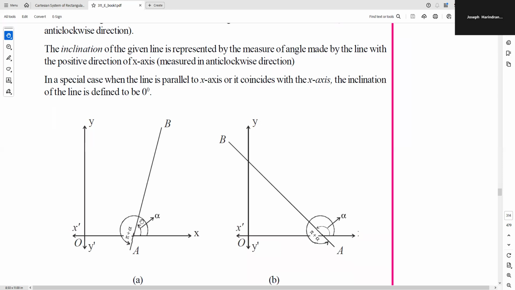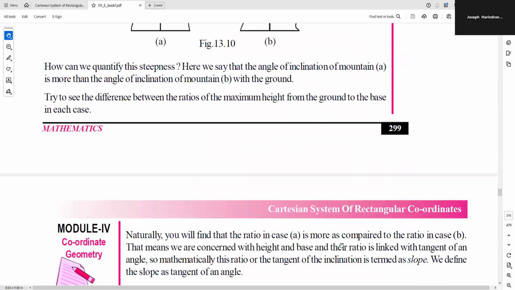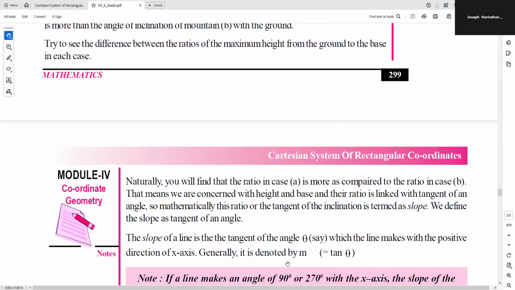Here we see that this angle, this acute angle, sometimes becomes an obtuse angle also. In that case, the slope becomes negative, because the slope is actually given by tan theta. It is denoted by the small letter m. If theta is the angle made by the line joining 2 points with the positive direction of the x-axis, then the slope is given by m equals tan theta.